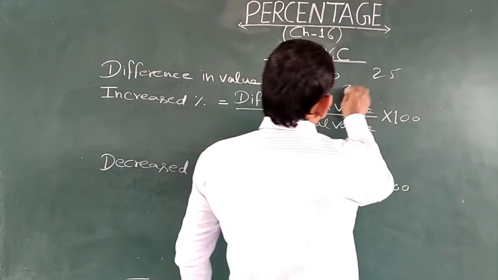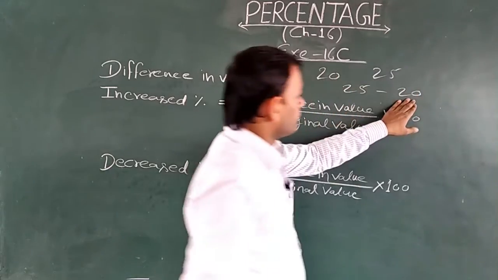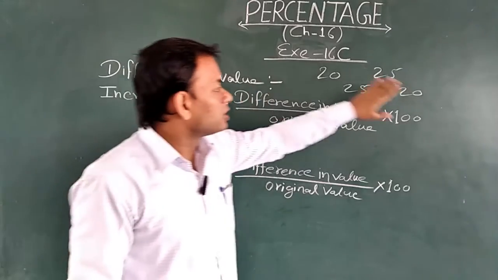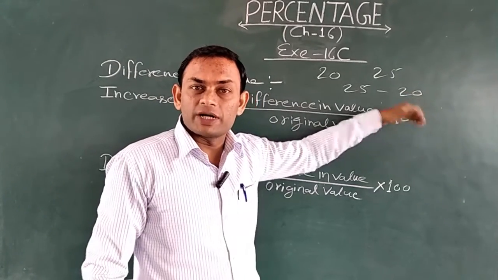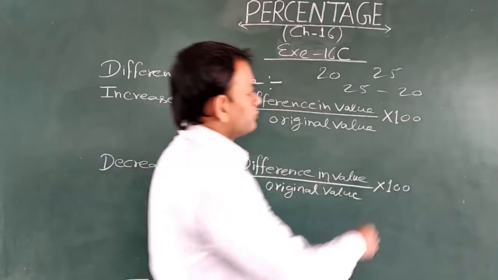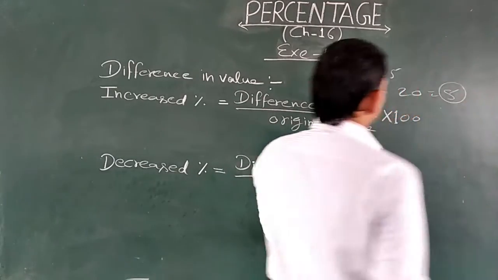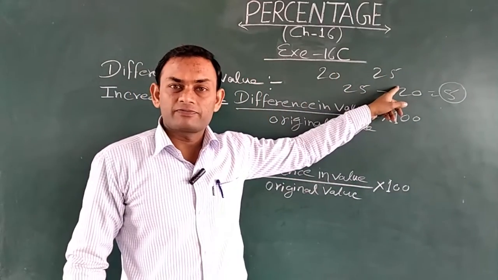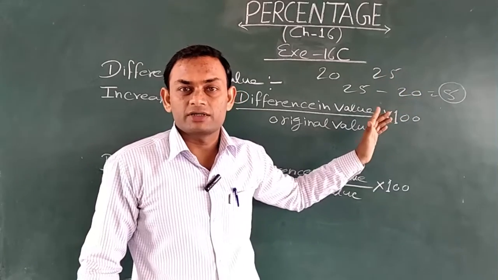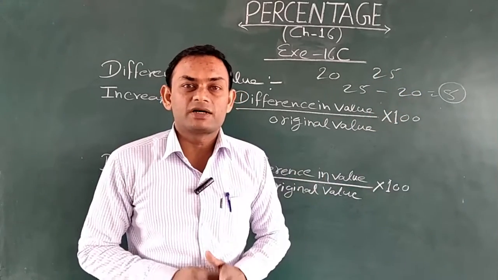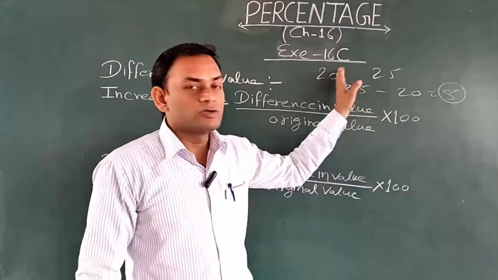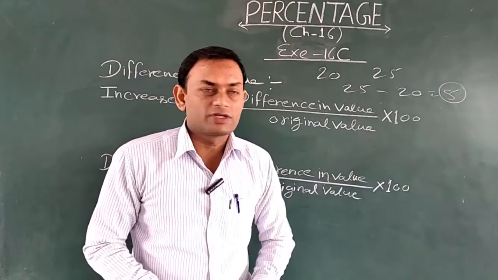Got it? Whenever we have to find the difference in value, we always subtract the smaller value from the greater value. In every case, so we have got 5. This is the difference between 20 and 25. It doesn't matter that 20 is given first and 25 is given later. We always have to subtract the smaller value from the greater value. These values may be the price, cost or whatever is there.